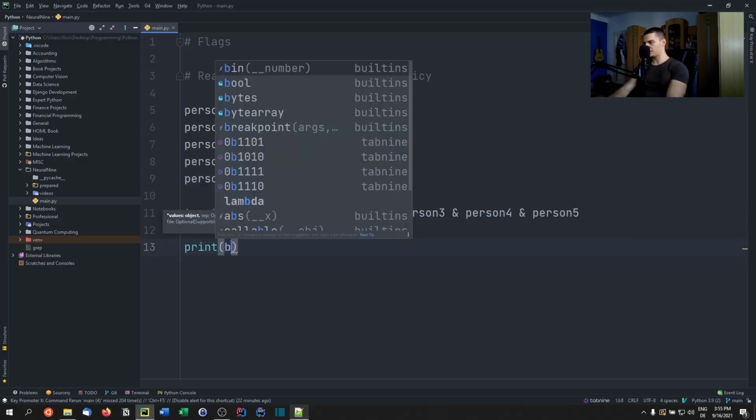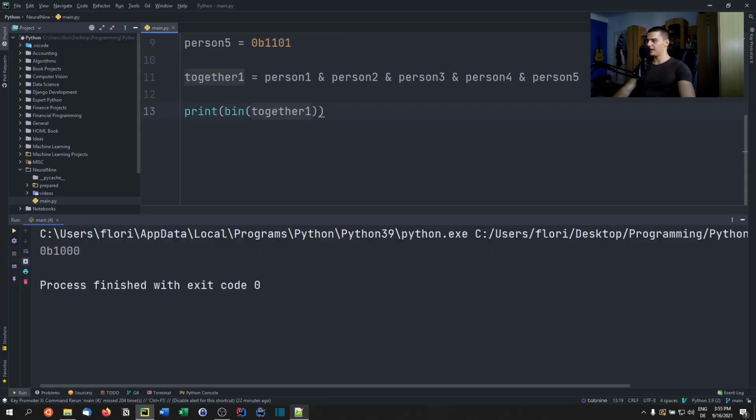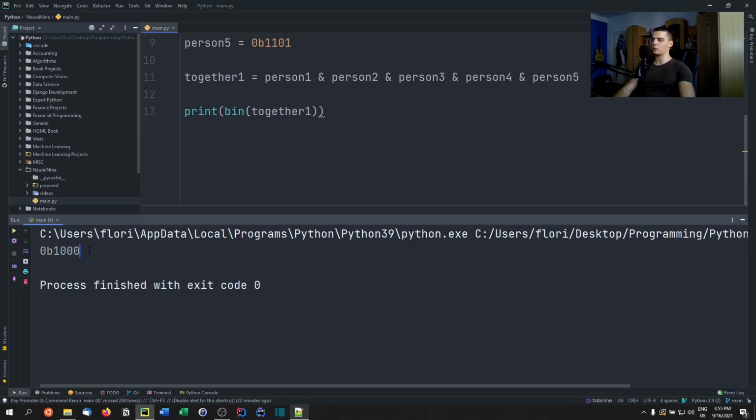So if I print binary of together 1, I'm going to get, as a result, 1, 0, 0, 0, because that person has the least permissions and every one of them can read. This is what every one of them can do.